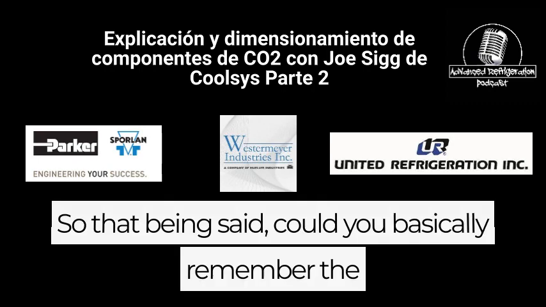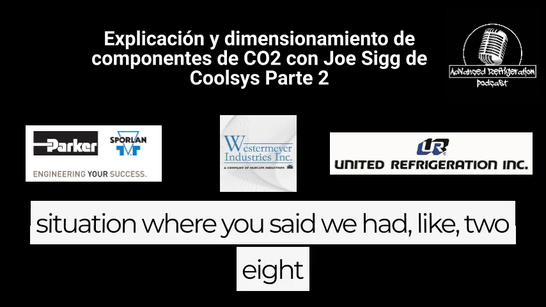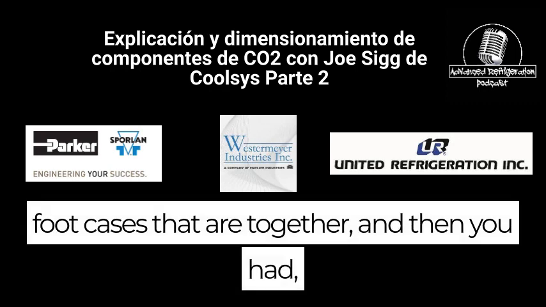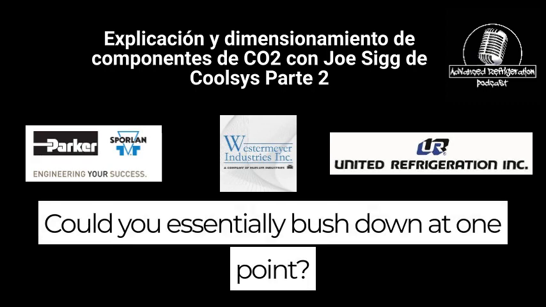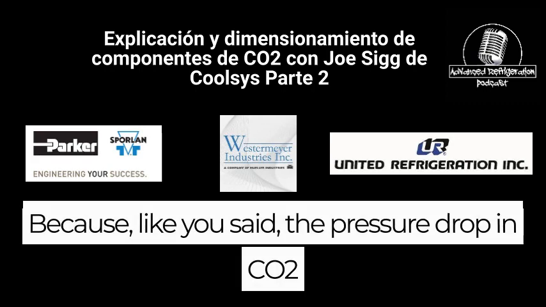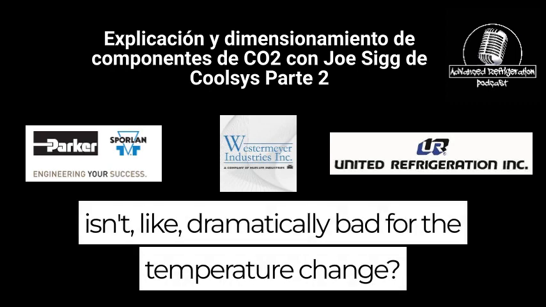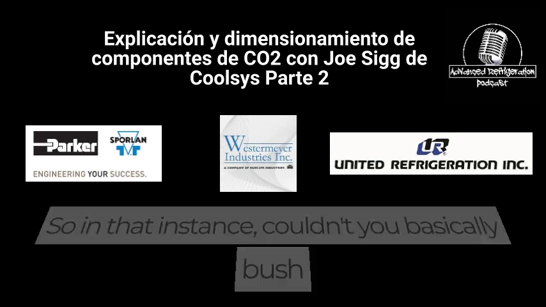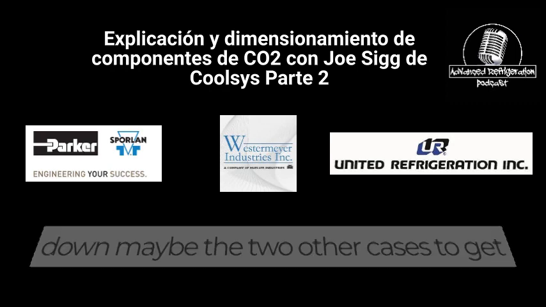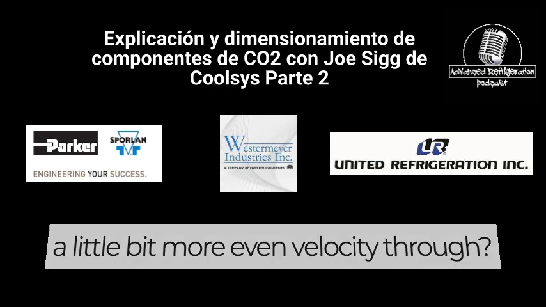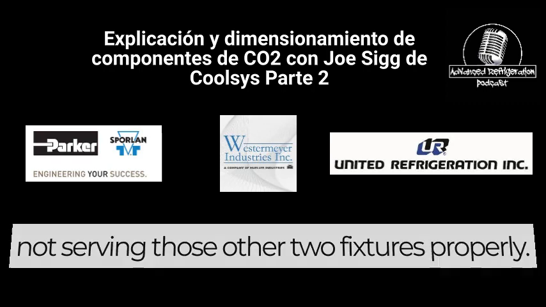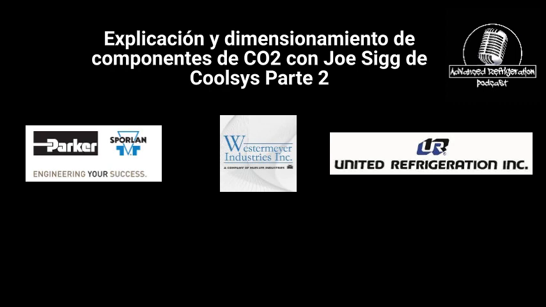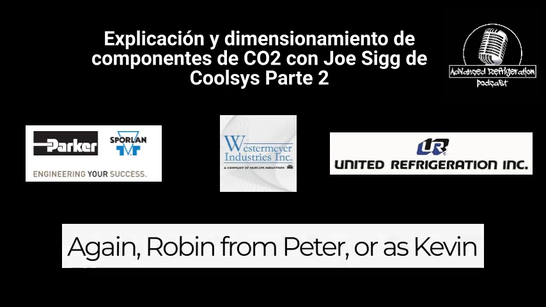So that being said, do you remember the situation where you had two 8-foot cases together and then a 2-door end cap with poor flow? Could you essentially bush down at one point? Because like you said, the pressure drop in CO2 isn't dramatically bad for the temperature change. Sure. So in that instance, couldn't you put a bush down to the two other cases to get a little bit more even velocity through? You could, but you run the risk of not serving those other two fixtures properly. All right. Never mind. Again, robbing from Peter to pay Paul.